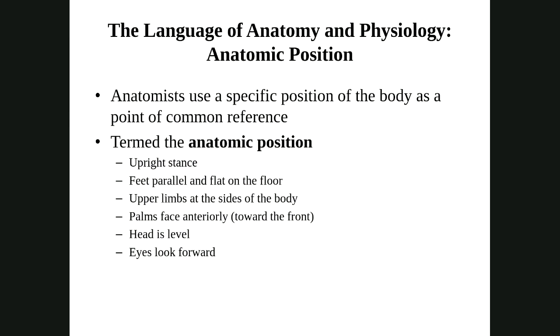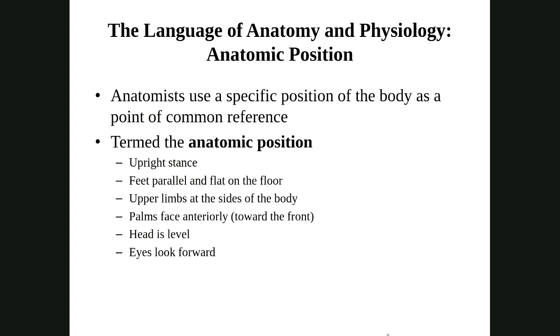So here you can see a list of things. Not too difficult. Upright stance, so the person is standing, feet parallel, flat to the floor, and the toes are facing forward. Upper limbs at the sides of the body, not too difficult, but here's something that a lot of people might get confused. Palms face forward, anteriorly. The palms face forward to put the radius and the ulna in the forearm in a parallel position, side by side instead of having them cross over, which makes it easier to talk about the different areas of the forearm. The head is level and the eyes are looking forward, so it's really not too tough.